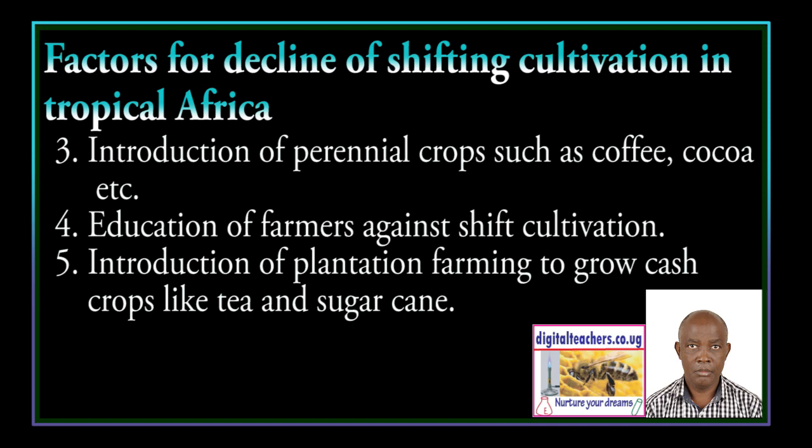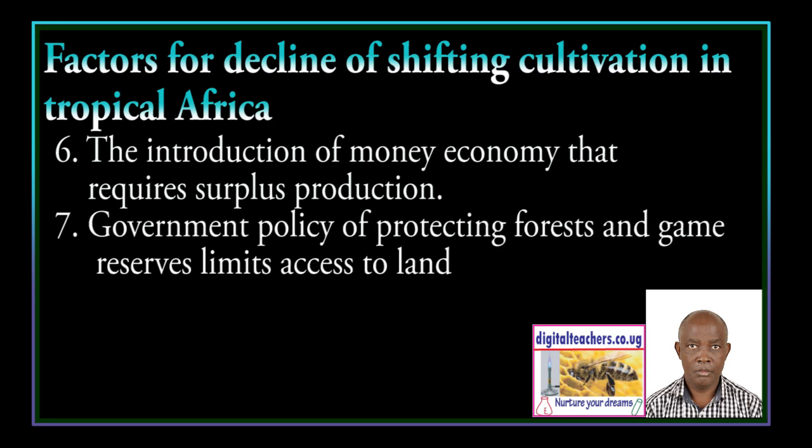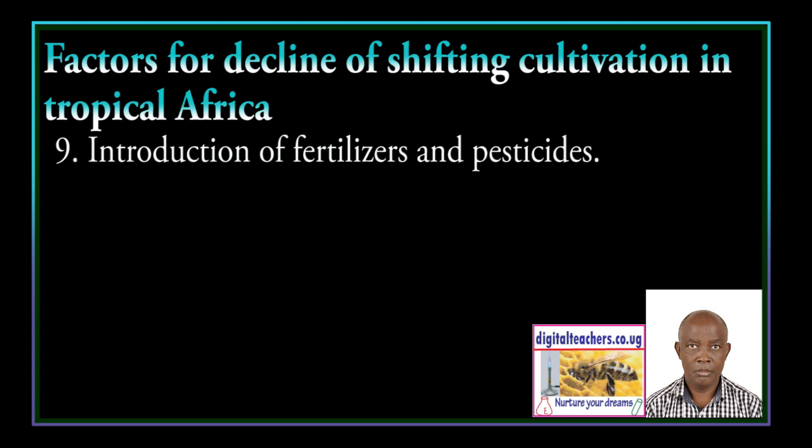Introduction of plantation farming to grow cash crops like tea and sugarcane. The introduction of money economy that requires surplus production. Government policy of protecting forests and game reserves. Accessibility of funds for commercial farming. Introduction of fertilizers and pesticides.